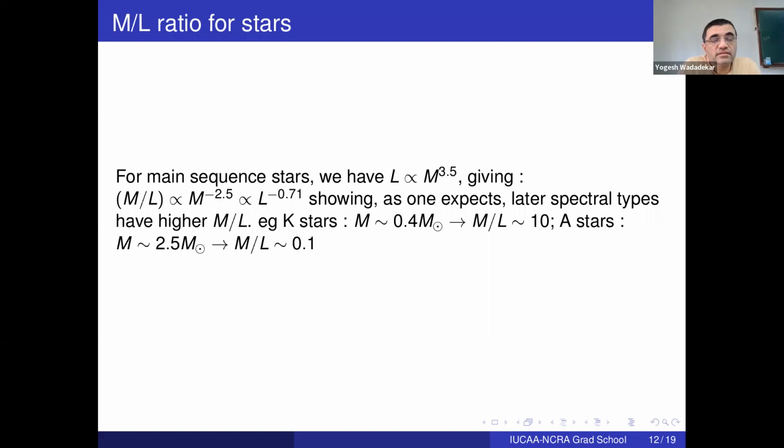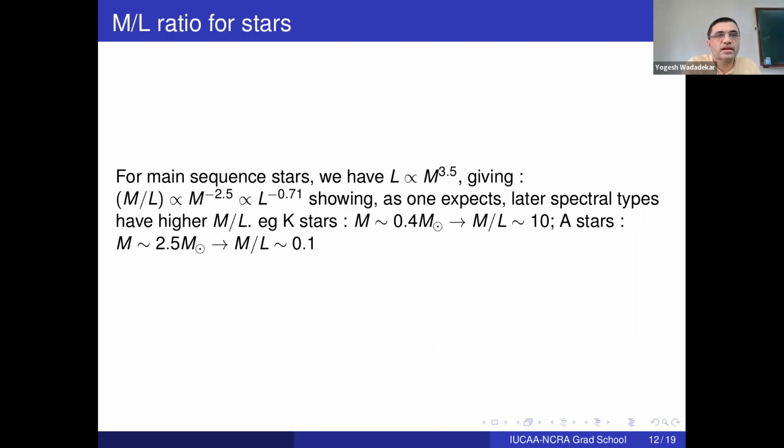For K stars, given that they have about 0.4, or 40%, the mass of the sun, the mass to light ratio is about 10. On the other hand, A-type stars, which typically have a mass of 2.5 times the mass of the sun, have a mass to light ratio of 0.1. So although the mass ratio of K to A stars is less than a factor of 10, because of the steep dependence of luminosity on mass, the mass to light ratio has varied by a factor of 100.